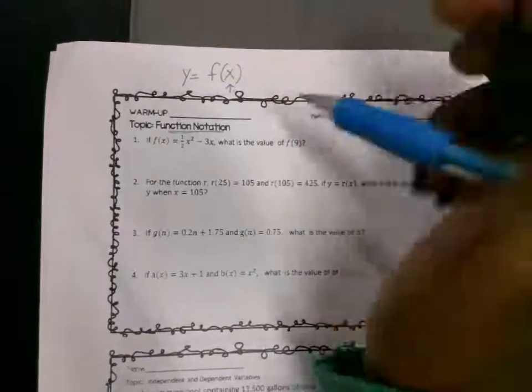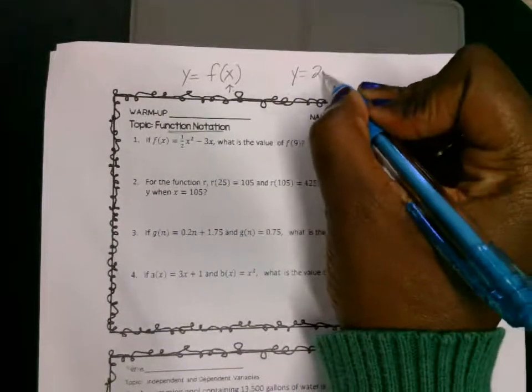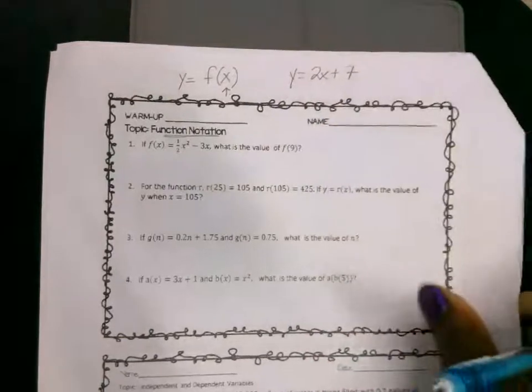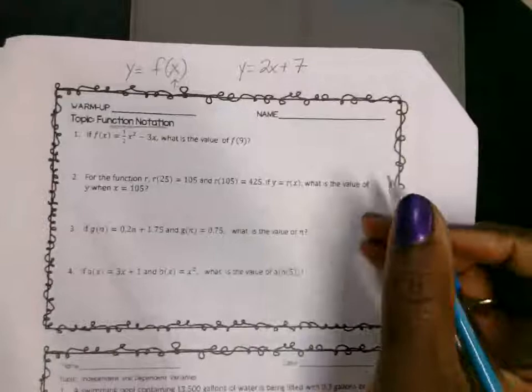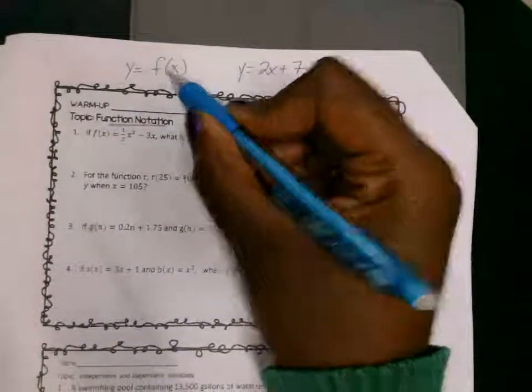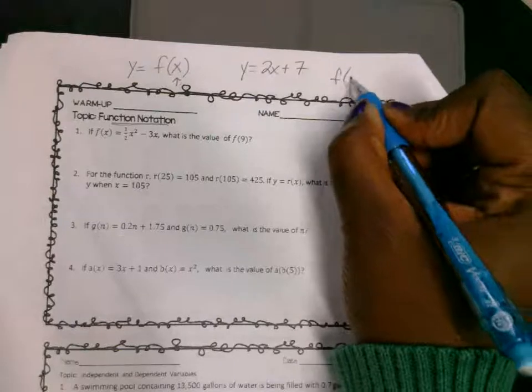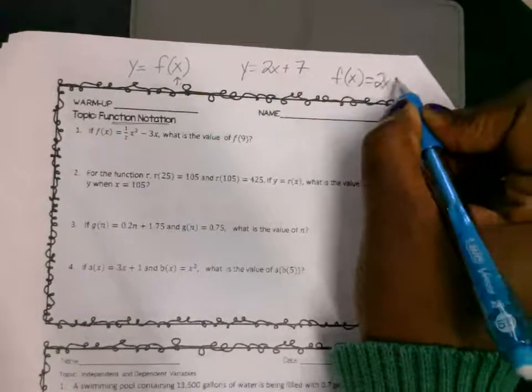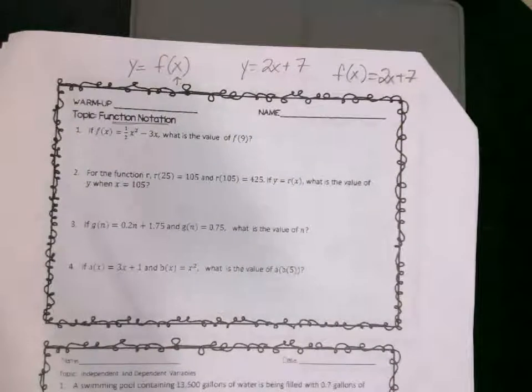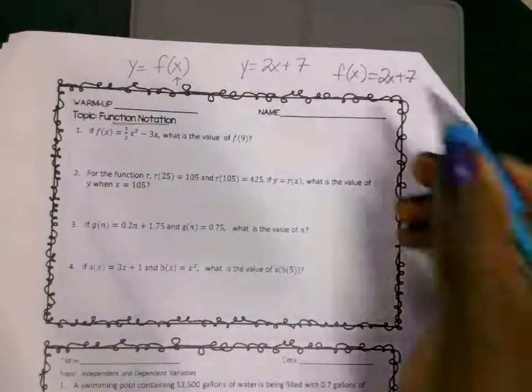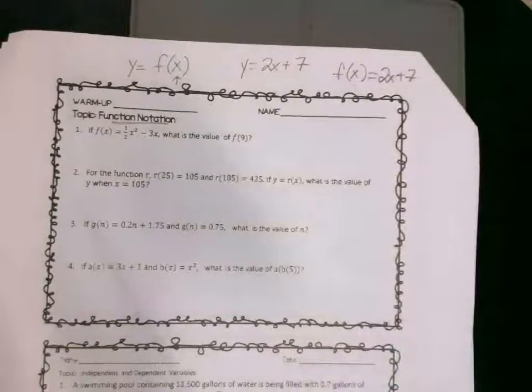So if I wanted to write this equation, y is equal to 2x plus 7, in function notation, I replace the y with f of x. So it would be f of x is equal to 2x plus 7. That's how I write an equation in function notation. All I'm doing is replacing the y with f of x. If they put a number where you see x, they're telling you that x is equal to whatever that number is. Any questions?